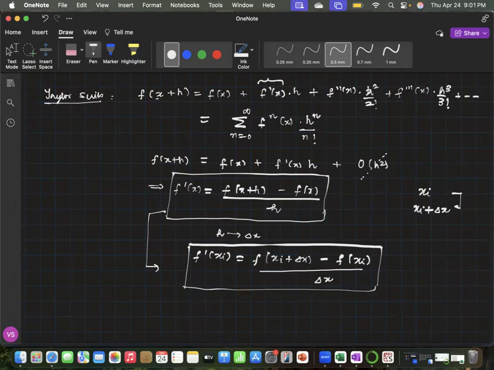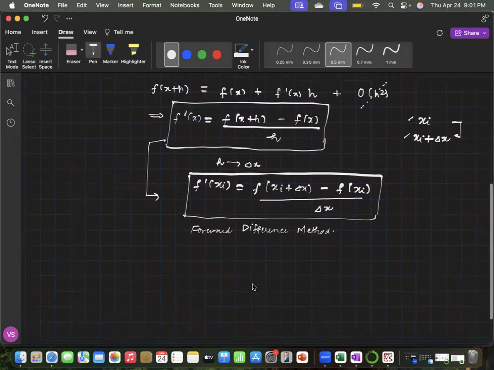Now, since we are using 2 points over here, one is x_i and one is x_i plus delta x, the derivative that we are evaluating is at a given point, and the 2 points are the point itself and a point ahead of it, or forward of it. So therefore, this kind of a formula, or this kind of a differentiation calculation, is known as a forward difference formula, or a forward difference method for evaluating the numerical derivative.